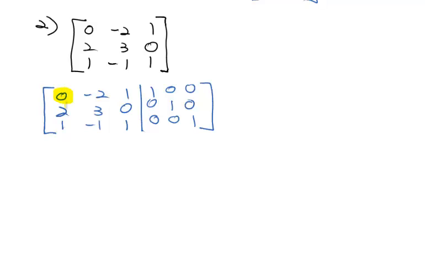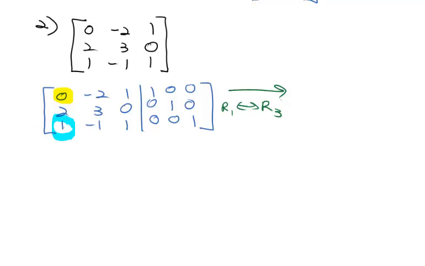Our first goal is to get a 1 in the top left corner. It's a 0. That's kind of difficult. You can't multiply 0 by anything and get 1. But what I also notice is this bottom left entry is already a 1. So if I were to swap those rows, it would give me the 1 in the top left that I want. So that's what I'm going to do, is I'm going to swap row 1 and row 3. So row 1 swapping with row 3.